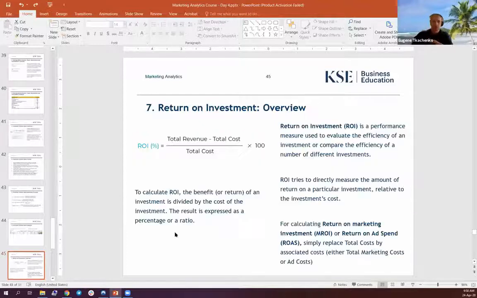And the favorite one, I believe you all heard about return on investment, ROI. So ROI has a number of variations: return on marketing investment or on marketing spend, MROI, as well as return on ad spend, ROAS. So the difference between those is simple. ROI is mainly used for large investment decisions.